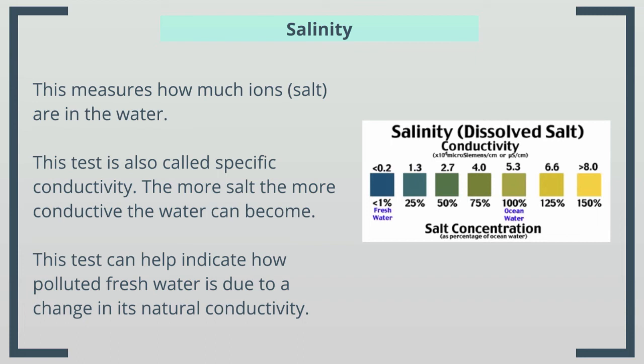So we have a little dissolved salt chart here. The freshwater has very low conductivity, whereas ocean water has higher salinity, so more conductivity. If there's a lot of pollution and the water becomes more conductive in our freshwater, we know that the salinity is higher. That means there's probably more pollution. We just want to know the level that it is originally and keep testing it every once in a while. And if the salinity changes, there might be an indication that there's pollution in our fresh water.